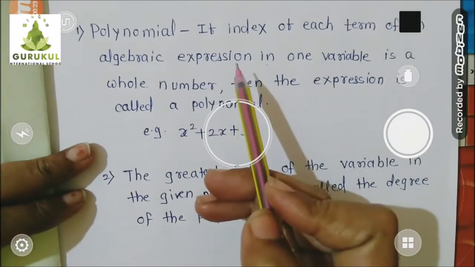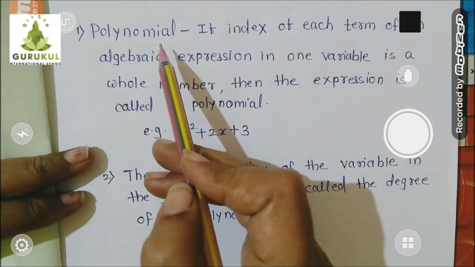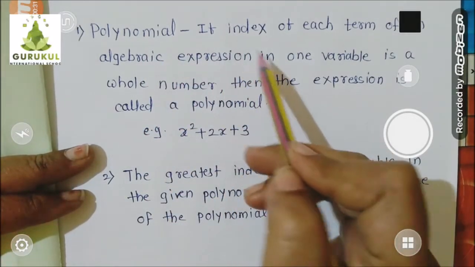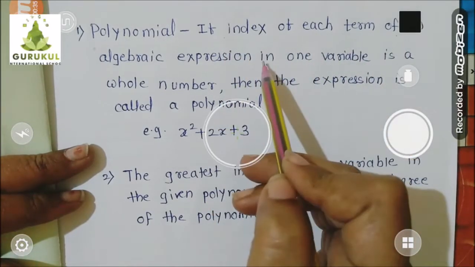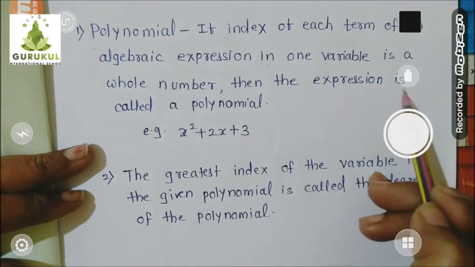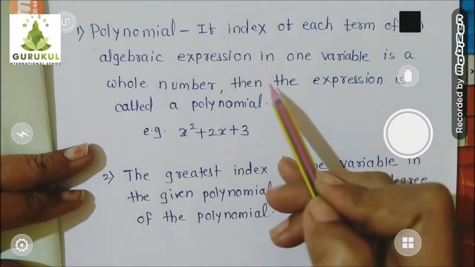I will start with the definition of polynomial. First, you need to learn, children, what is polynomial. Let's start to learn. If the index of each term of the algebraic expression in one variable is a whole number, then the expression is called a polynomial. We will learn part by part.